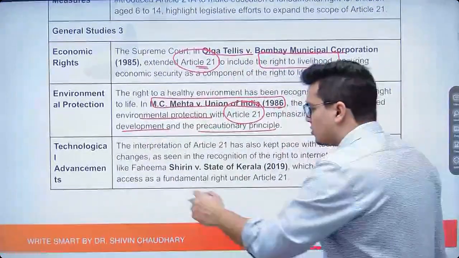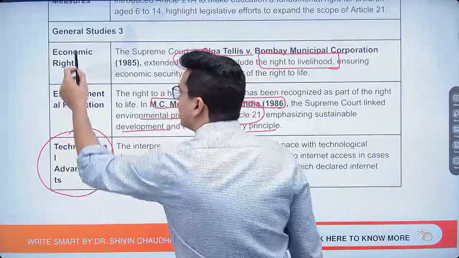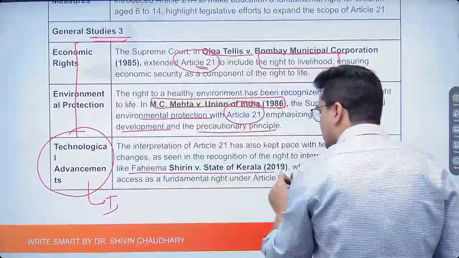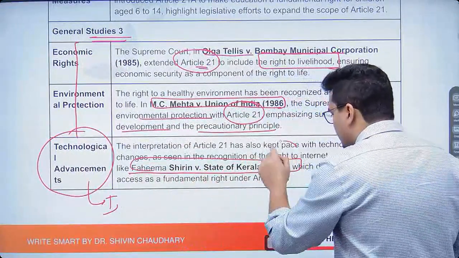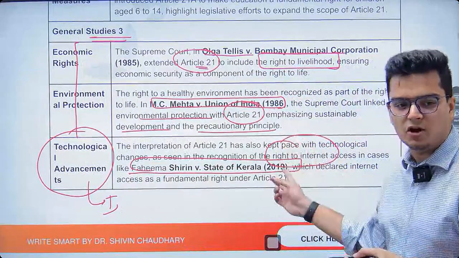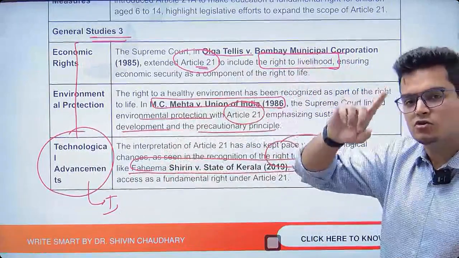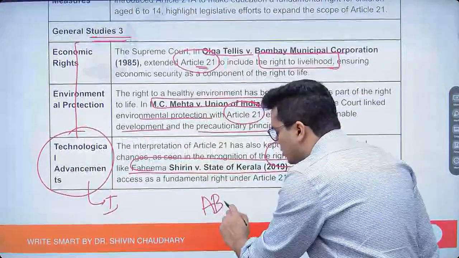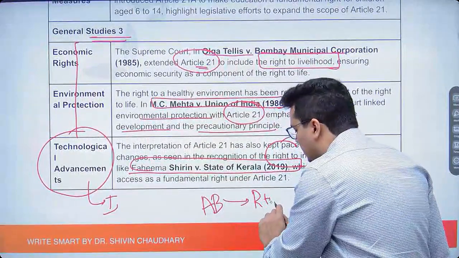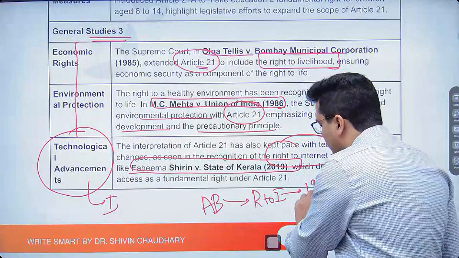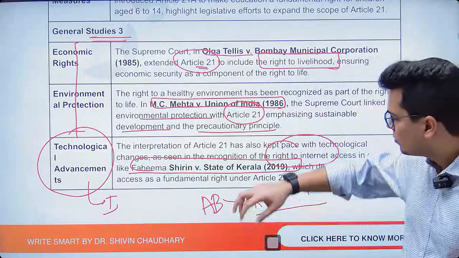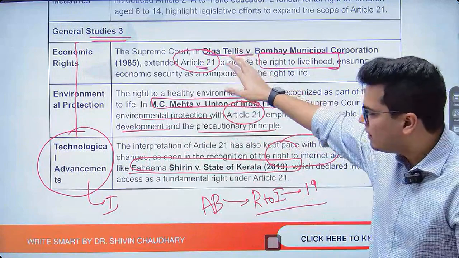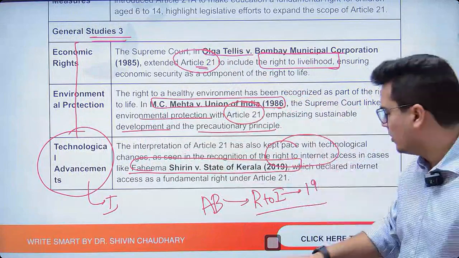Then, technological advancement is also something we think about in GS3. So we think of the internet. In Faheema Shirin versus State of Kerala, the right to internet was recognized as part of Article 21. There is also the Anuradha Bhasin case. Anuradha Bhasin versus Union of India was regarding the right to internet under Article 19. I understand that these cases are very difficult, but we will remember some of them to take forward.